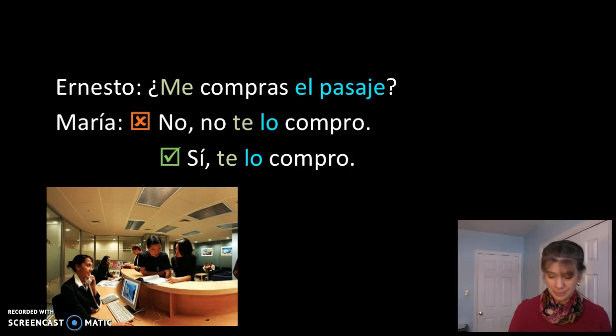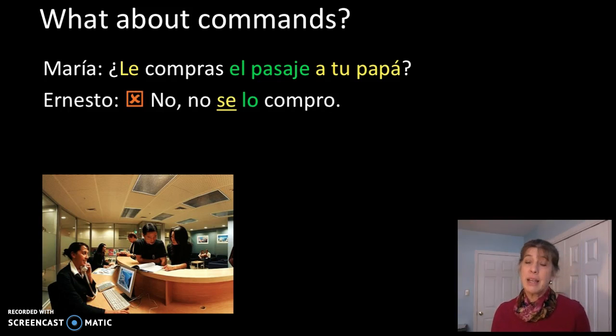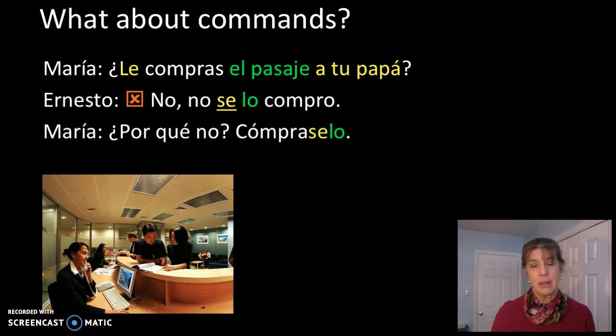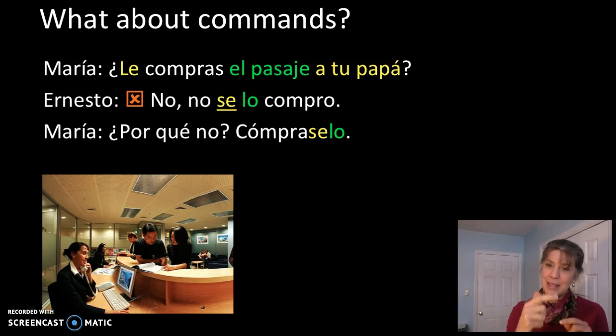All right. There's one other example I just wanted to mention. What if we're talking about commands? Maria, ¿le compras el pasaje a tu papá? So, will you buy the ticket for your dad? Ernesto's potential answers, no, no se lo compro, no, I won't buy it for him. Maria, let's say she's arguing back. She said, no, no, no, buy it for him. Buy it, the ticket, for him, your dad.